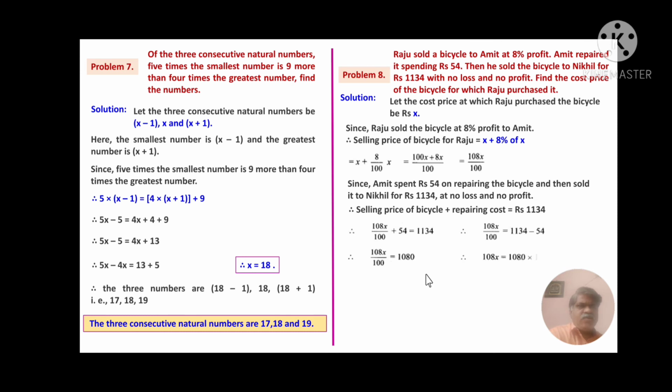Therefore 108x is equal to 1080 into 100. Therefore 108x is equal to 108,000. Therefore you can write x is equal to 108,000 upon 108.